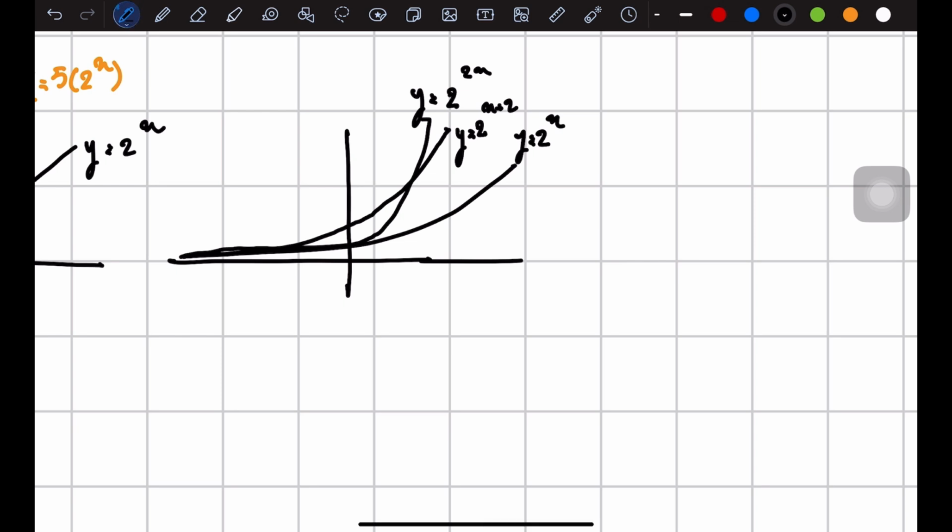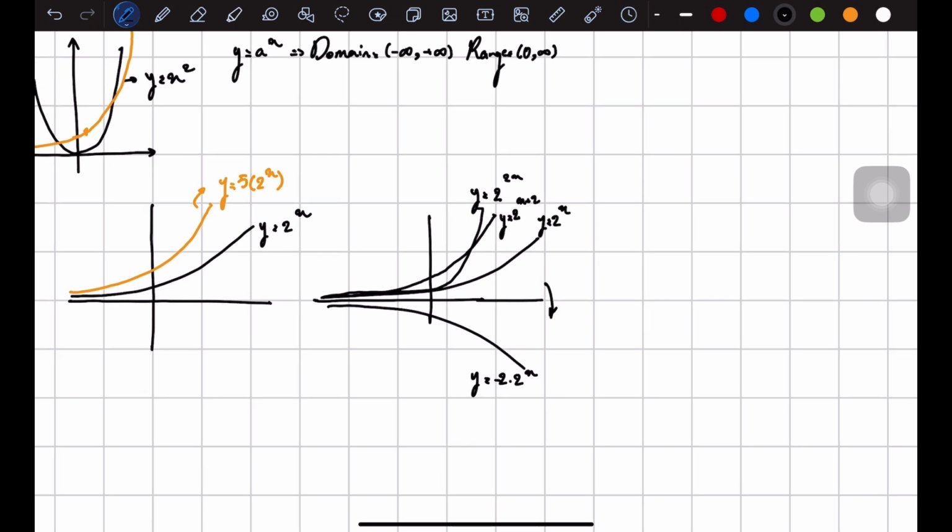If we happen to multiply it by a negative number, for example -2, our function would look like this. It's going to flip around the x-axis. So for example, this one is -2 times 2 with the power of x. And that's how we show it.